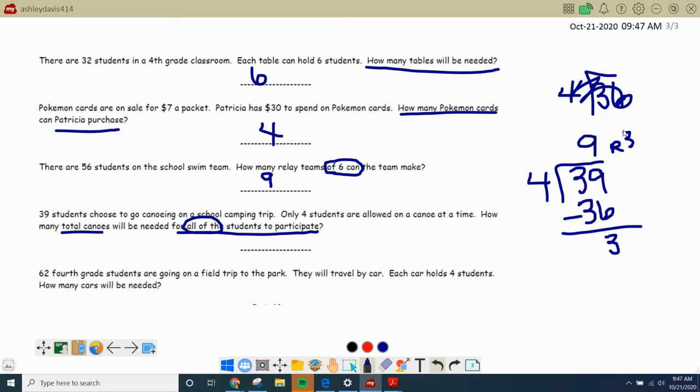So what are these 3 kids going to do? Well, they're going to get their own canoe. So we really need how many canoes? 10, not 12. Remember, because the remainder is how many kids are left over. And the 9 is how many total full canoes we have. But we're not going to leave these kids out. We're going to give them their own canoe. So this is an instance where you add +1 to the whole number. So we need 10 canoes, not 9, to make sure all the students get to participate.